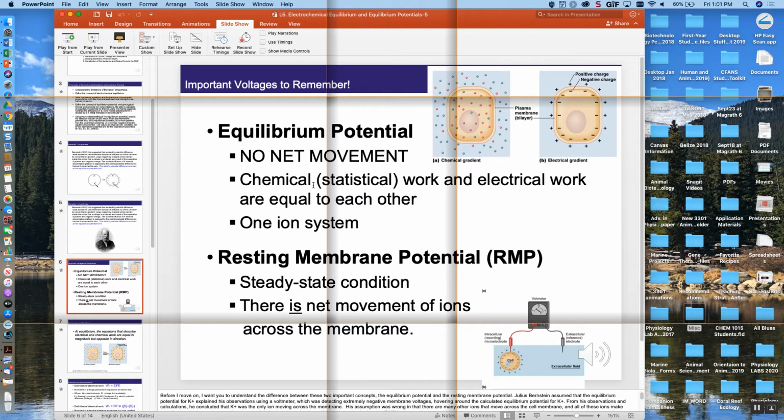In a one-ion system, if only potassium was moving across the membrane, then yes, the resting membrane potential would equal the equilibrium potential. Okay? So it is the voltage required to prevent the net movement of an ion down its concentration gradient. That's the formal definition of equilibrium potential. It is the voltage required to prevent the net movement of a particular ion down its concentration gradient. And at that voltage, there's no net movement.